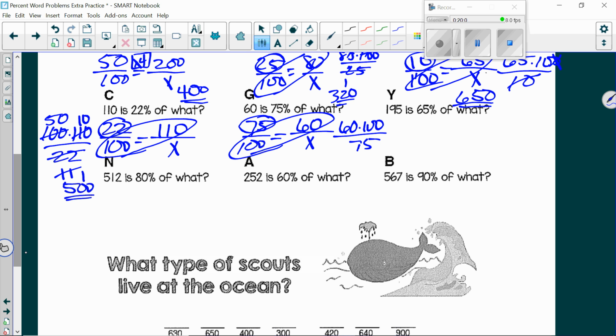So 75 and 100. Hope you guys are getting comfortable with your 25s because it's quarters, right? It's kind of like U.S. money. So I have three quarters and $1, so 3 and 4. Then 3 and 60, that one's going to go 20. Now I just have 20 times 4, or 80.